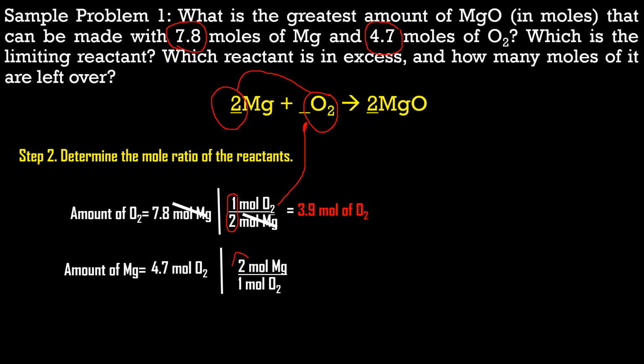How about the 2 moles of magnesium over 1 mole of oxygen gas? Again, we will be using the balanced chemical equation. Take note that for every 2 moles of magnesium, we have 1 mole of oxygen gas. Again, it is very important to cancel out the same unit for us to derive the proper unit that we are looking for. 4.7, multiply it by 2 moles of magnesium over 1, or divided by 1. The needed amount of magnesium is 9.4 moles.